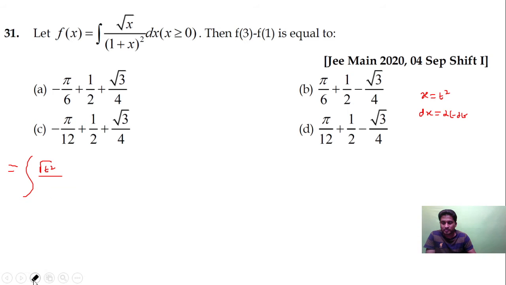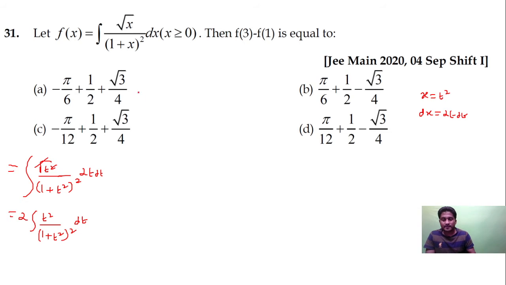Okay, so this is (1 + t²)². Then dx is equal to 2t dt. I'm going to take 2 out. The integration of 2 times t into t is t², so we have t² upon (1 + t²)² and then dt.